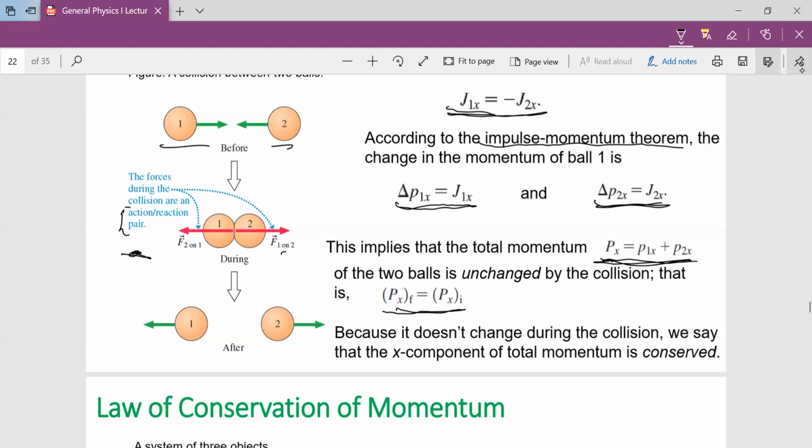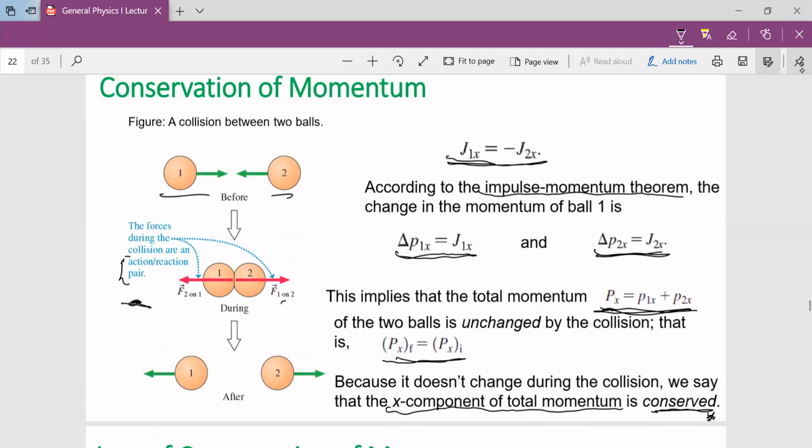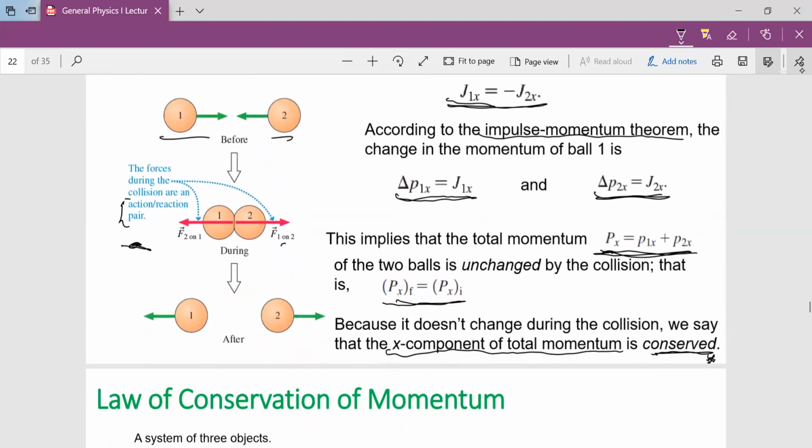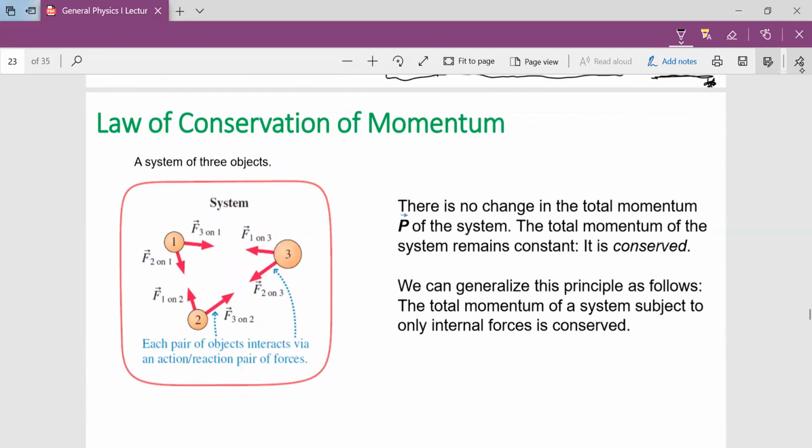Why? Because it did not change. The collision did not change the total momentum of that entire system. So based on that, because it did not change, we now have that the total momentum on the x plane is conserved. It remained constant. And it is this idea that gave us what we call the conservation of momentum of a system.